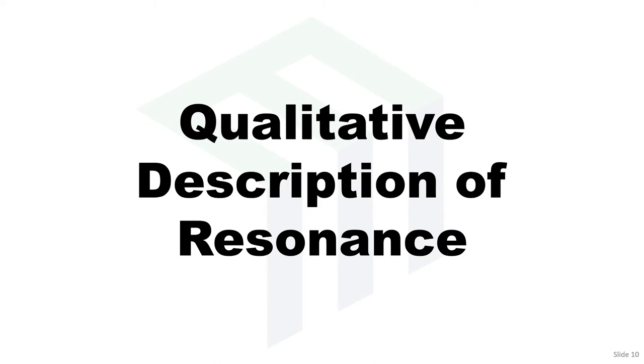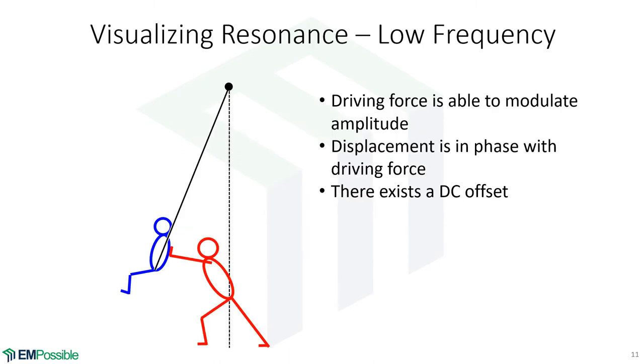Now let's talk about resonance. To make it simple, let's talk about something that we can all envision. And let's say we're pushing a child on a swing. And we'll think of this as a low frequency and a high frequency response. Right now, low frequency. So let's say DC. So we literally just take the child and push them up in the air and hold them in the air.